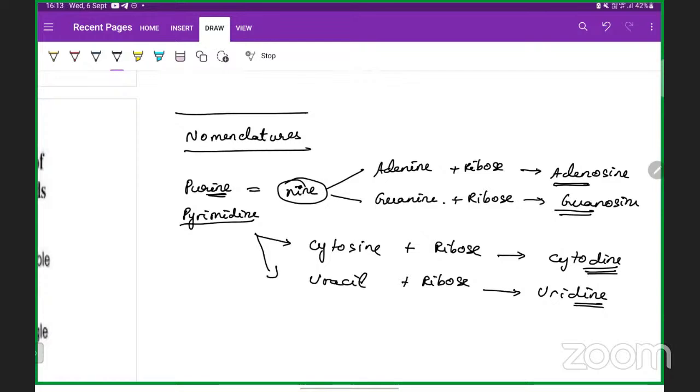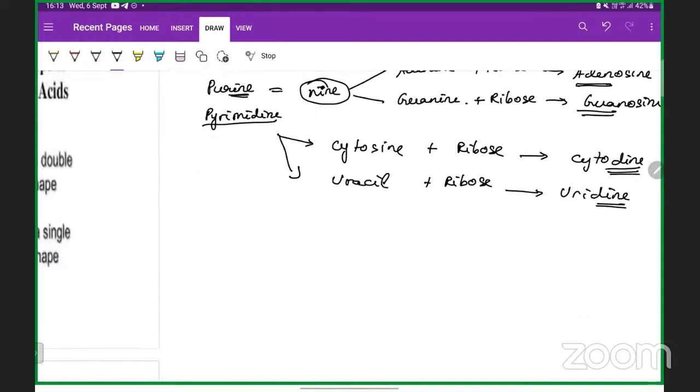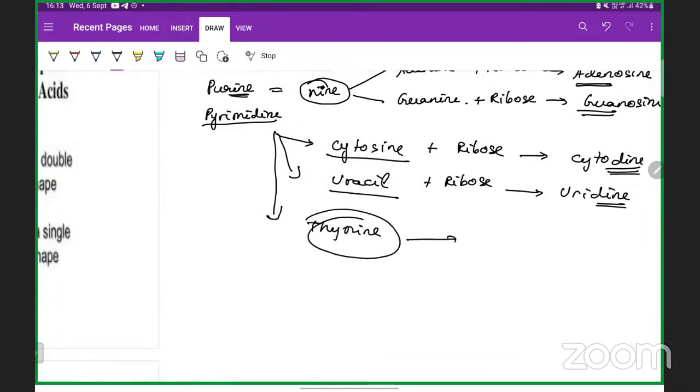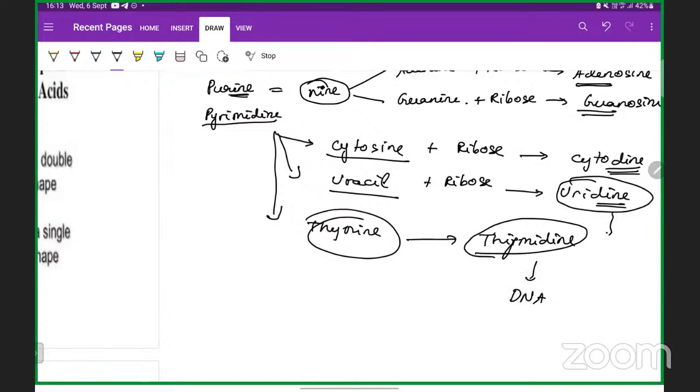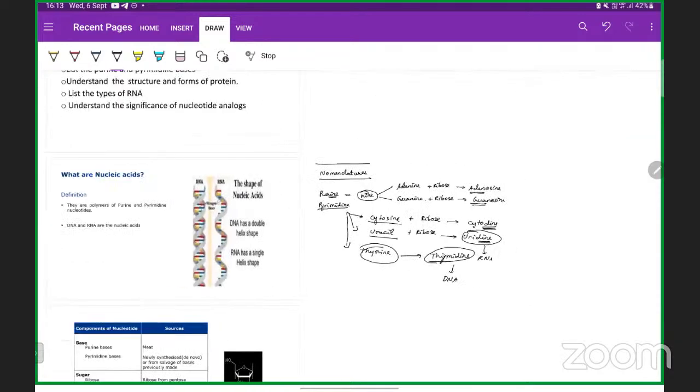But you have one important difference. Do you understand that difference? Which is the one that is present in the RNA and which is the one that is present exclusively in DNA? I told you cytosine, I told you uracil. There is a third one called thymine. This thymine, when it combines with your ribose, forms thymidine. So this thymidine is exclusively available in your DNA and uridine is exclusively available in your RNA. So this is what I want you all to understand first. It is very easy, right? The nomenclature of these purines and pyrimidines.